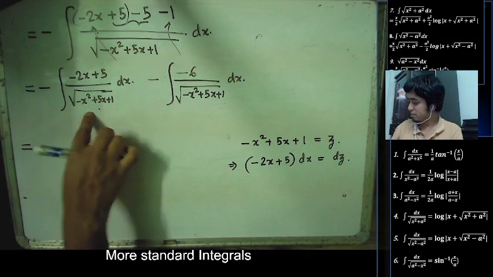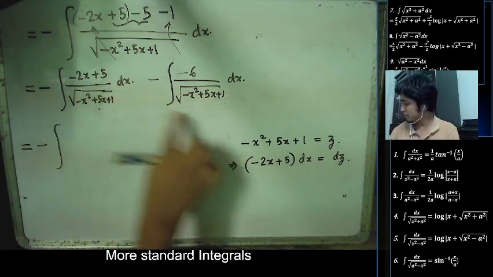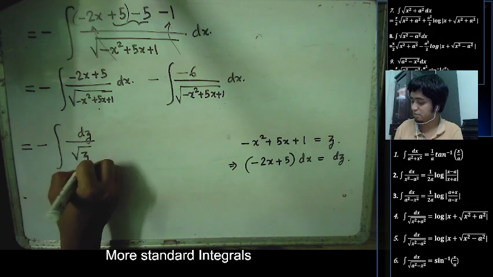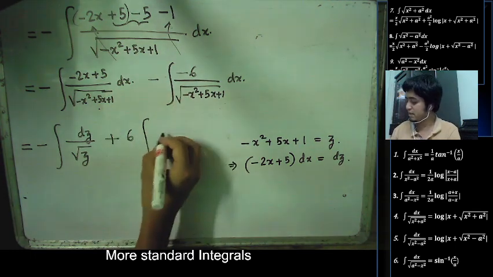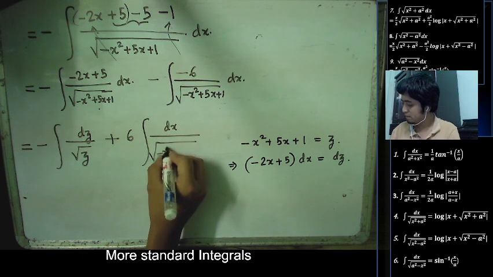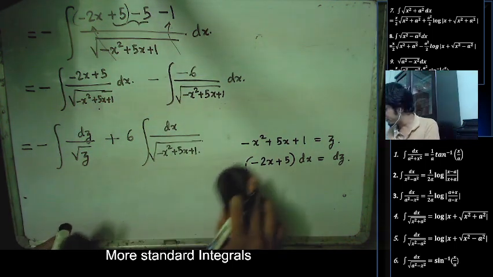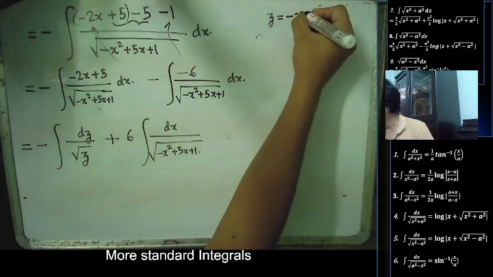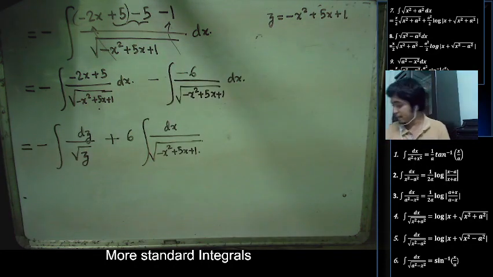Over here we will do this substitution equals z. So over here will be changed into dz, and over here will be converted into root z. Over here we will keep it as it is. We won't do any substitution here. So this is what we are having. I'll just keep in mind that z is minus x squared plus 5x plus 1. Keep that in mind, maybe I will need it again.